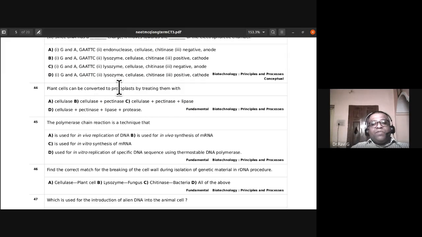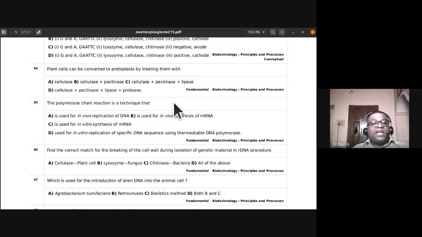Plant cells can be converted to protoplasts by treating them with what? We have to use cellulase. If you treat with cellulase, that is enough, you can convert them into protoplasts. So protoplast means cell membrane with cytoplasm is there. Okay, so that is what you can notice.